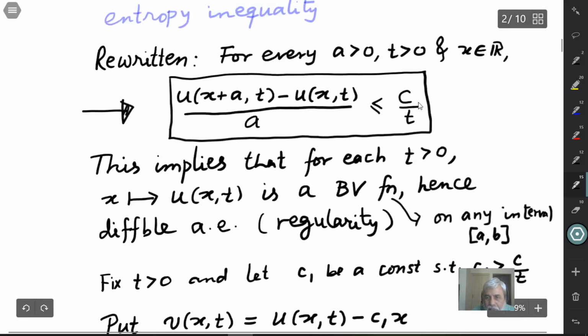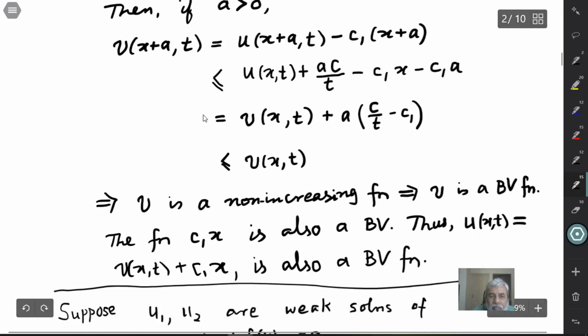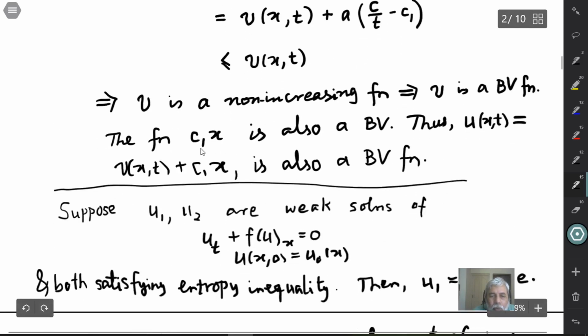So that c is appearing here. You multiply by a and take that u(x,t) to the other side. Now u(x,t) minus c1 x is nothing but v(x,t), and in the other term I take a common, giving c/t minus c1. By our choice of the constant c1, this is always less than or equal to 0, and that gives us v(x+a,t) is less than or equal to v(x,t). So v is a monotone function, so it is a function of bounded variation, which we have already seen. And the same thing is true for c1 x, which is again a monotonically increasing or decreasing function depending on the sign of c1.